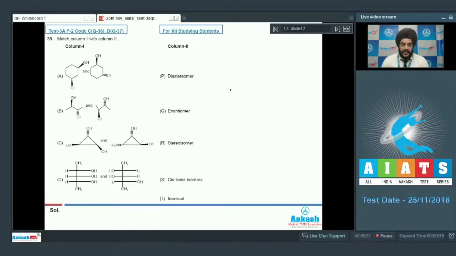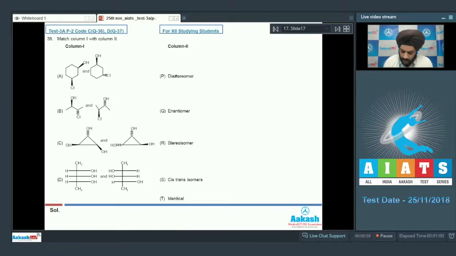So let's start with the next section, students. This section contains two matrix match the column types questions. So the entries in column 1 may have one or more options corresponding to entries in column 2. Okay. So let's start with question number 36. So we have to match the compounds given in column 1 to the properties given in column 2.